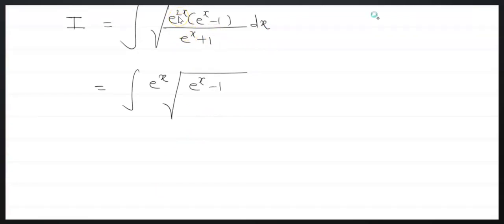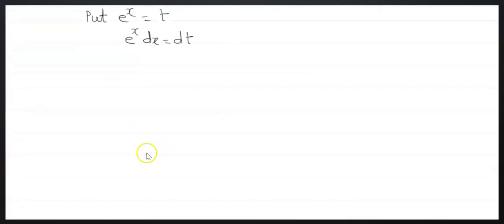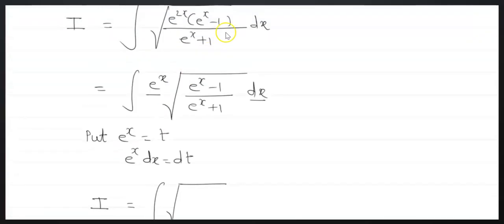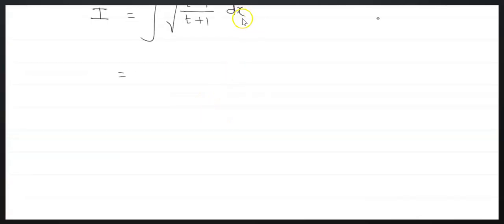Now the root of e raised to 2x means e raised to x into root of (e raised to x minus 1) upon (e raised to x plus 1). Put e raised to x equals t. Therefore, e raised to x into dx equals dt. Therefore, I equals the integral of e raised to x into dx, which is dt, so root of (t minus 1) upon (t plus 1) dt. Not dx, it is dt.